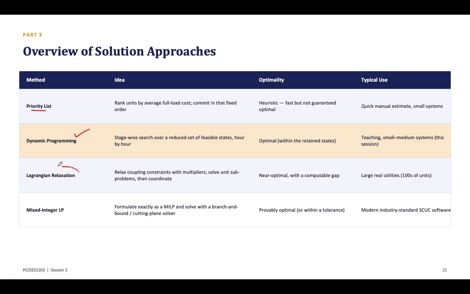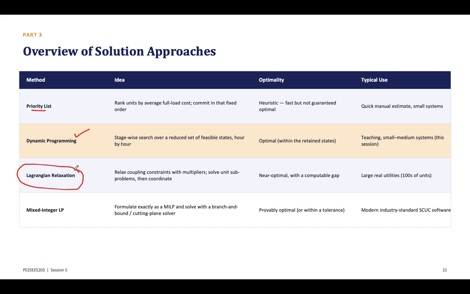Then we got Lagrange relaxation. Lagrange relaxation is valuable for large systems because it relaxes coupling constraints and permits decomposition into smaller subproblems, although coordination is then required. MILP is the dominant modern formulation because binary commitment variables, linearized costs, and operational constraints can be handled by powerful commercial solvers. This comparison should be understood as a comparison of computational strategy. The physical UC problem remains the same. The methods differ in how they search or decompose the feasible schedules.